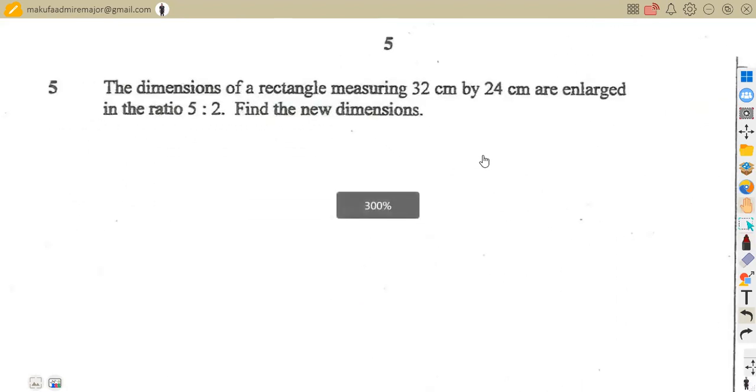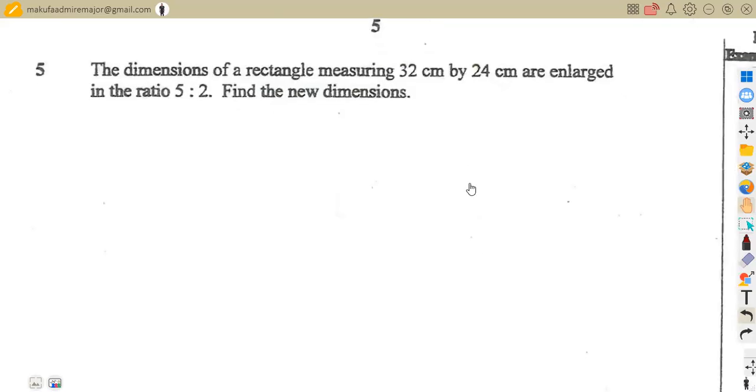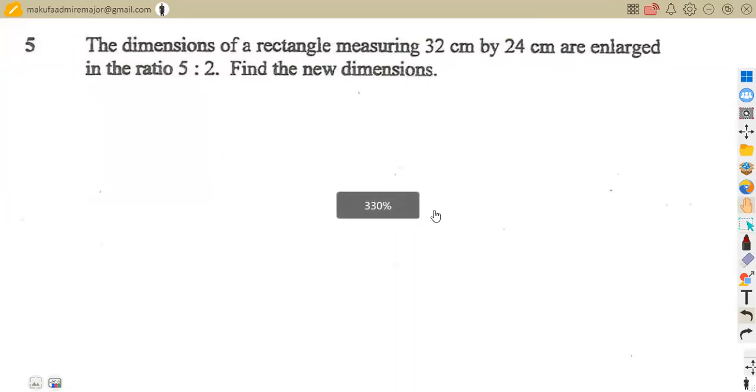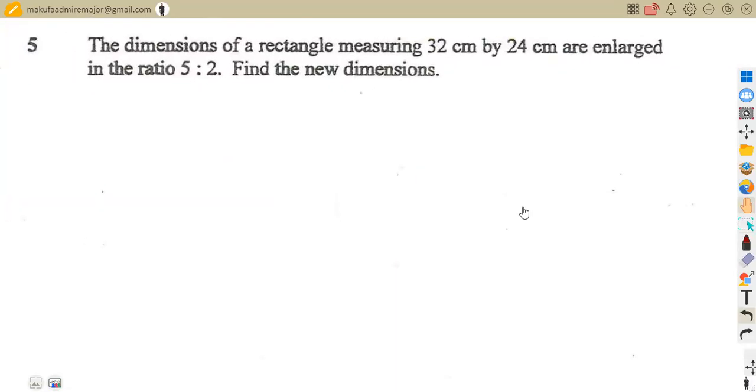Now we are given the dimensions of a rectangle measuring 32 centimeters by 24 centimeters, enlarged in the ratio of 5:2. All right, so that was our question 5. Find the new dimensions. How do you enlarge from the given dimensions of a certain shape to give us the new dimensions? Take note, in this case, we've got an enlargement of the ratio of 5:2. That's our enlargement.